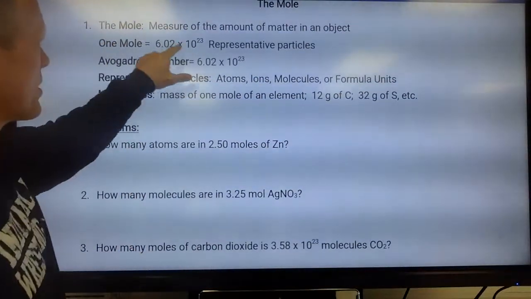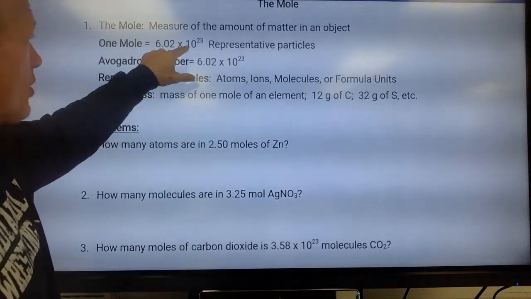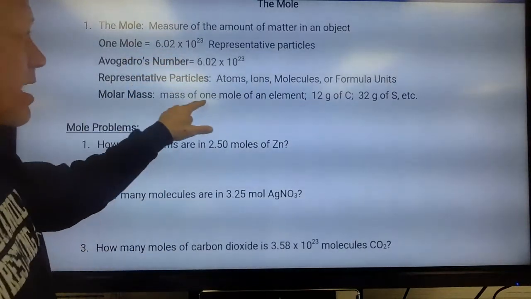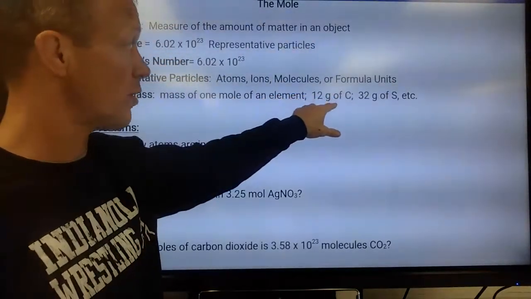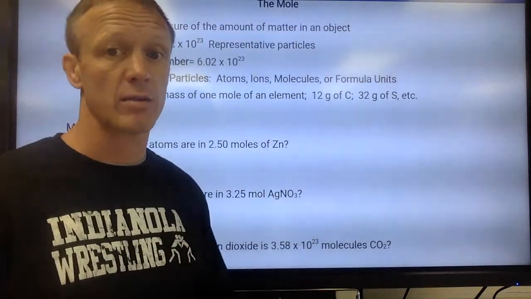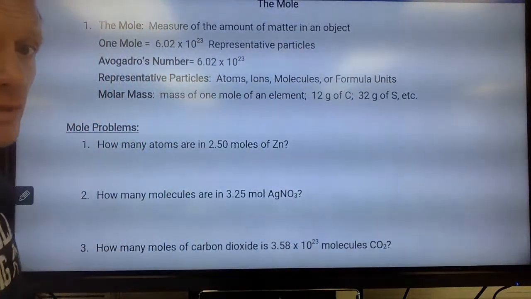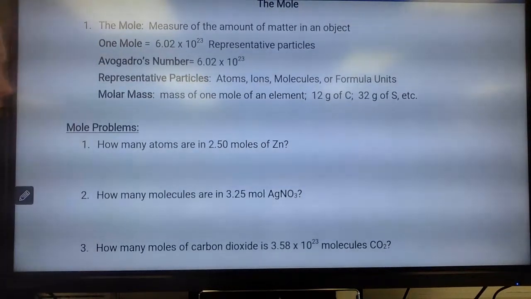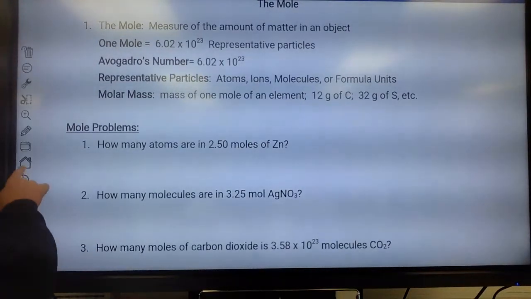So remember, 1 mole is that many atoms or molecules. It's also called Avogadro's number. Molar mass is the mass of 1 mole of an element. For example, carbon is 12 grams, sulfur is 32, so look on the periodic table for those as we do them. I'm going to pick out some problems here, and again, I would do these always as dimensional analysis.